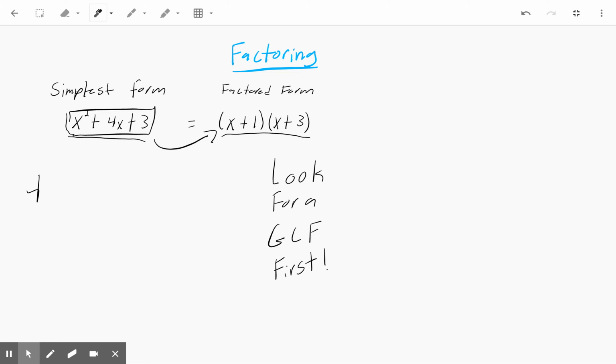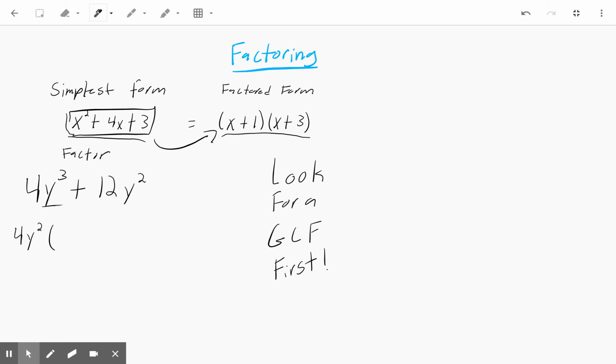4y cubed plus 12y squared. The instructions here would simply be to factor. So we're saying, is there a GCF? In this case, there is. The 4, you can actually take a 4 out of both these numbers. And then what about the variable, the y? We've got y cubed and y squared. So that means we can take y squared out of both of them.